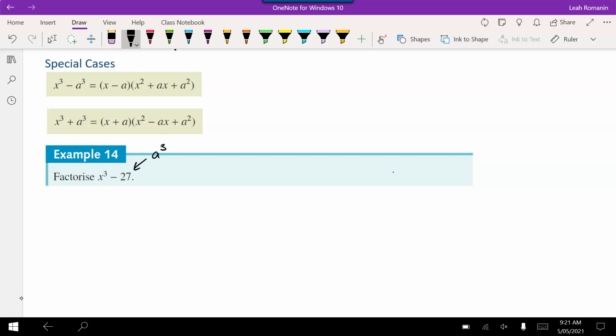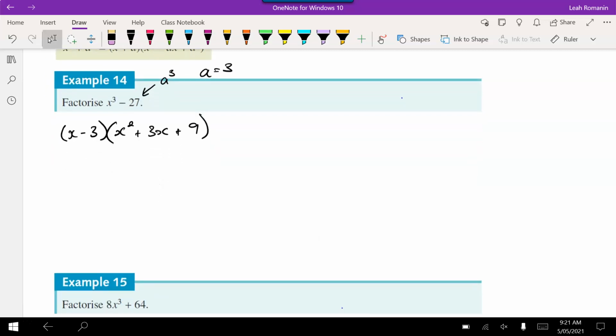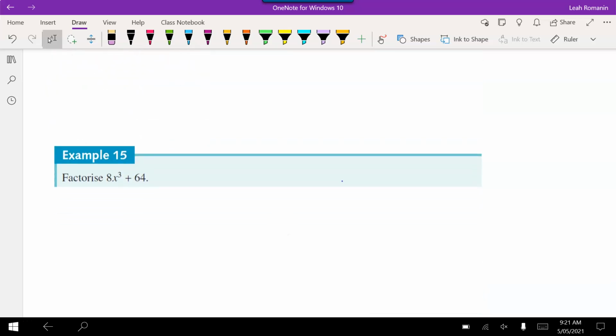27 is a cubed, which means that a by itself is obviously going to be 3 because 27 is 3 cubed. So to factorize, I'm going to have x minus 3. And then in my next bracket, I'm going to have x squared plus 3x plus 9. Following my rule, wherever there's an a, I'm substituting in a 3. Pretty simple, nothing too complicated. And then I've got this rule over here.